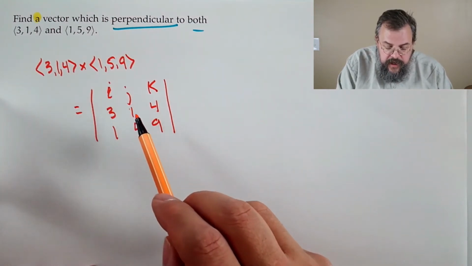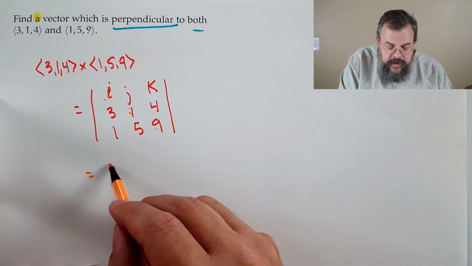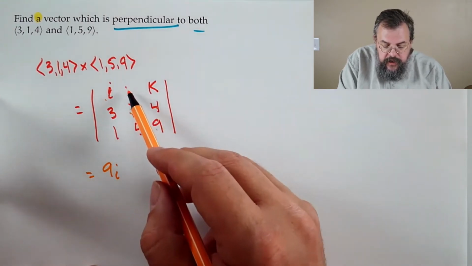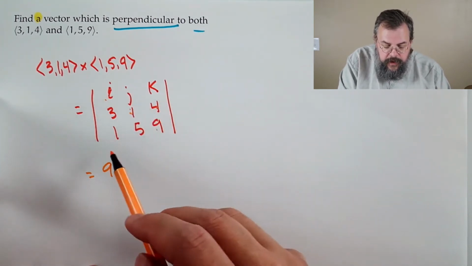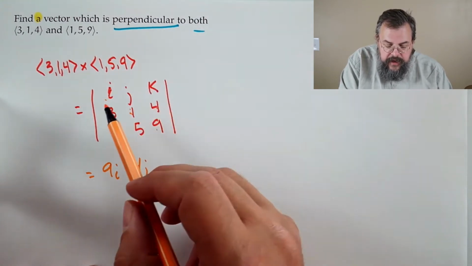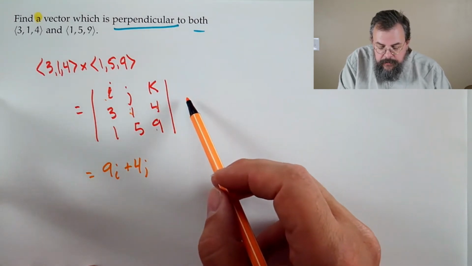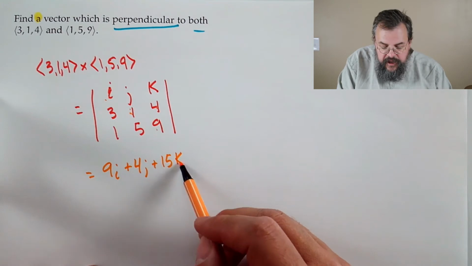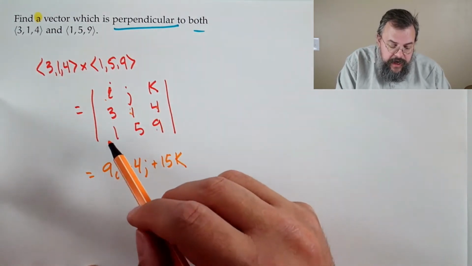i times 1 times 9. So i times 1 times 9 would give us 9i. j times 4 times 1. See, j times 4, wrap around, j4, 1. 4j. k times 3 times 5. See, wrapping around. So that would be 15k. So downhill, add.